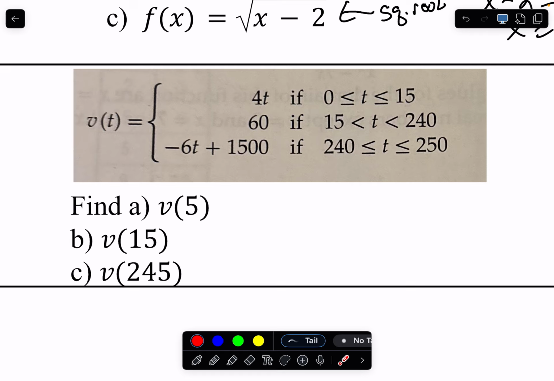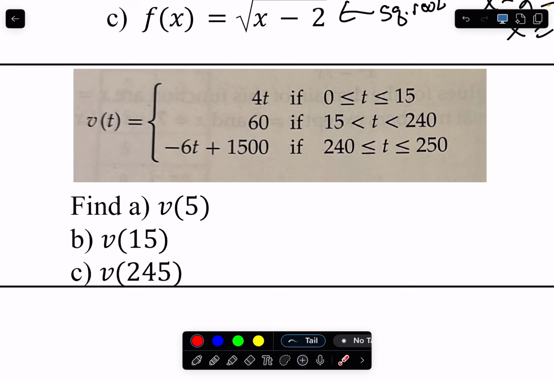Now, anything between 15 and 240, but we don't include the 15 or the 240, anything smack dab in the middle of 15 and 240, I get an answer of 60 no matter what. So if I plug in 20, I'm getting an answer of 60. If I plug in 100, I'm getting an answer of 60. That's called a constant function.